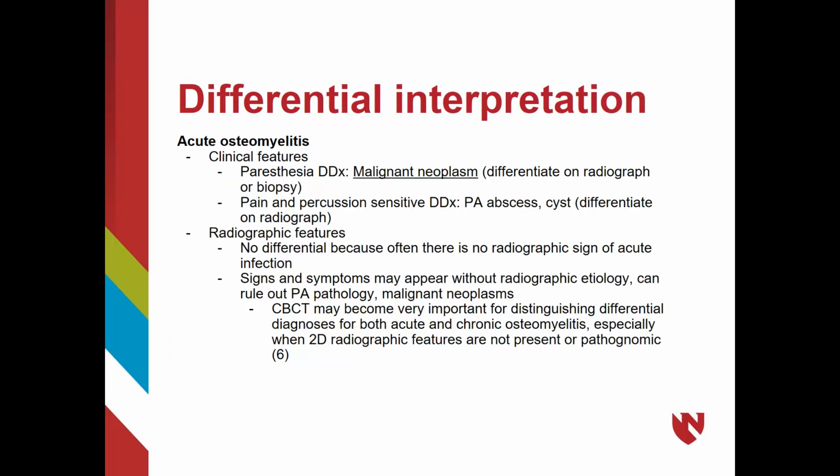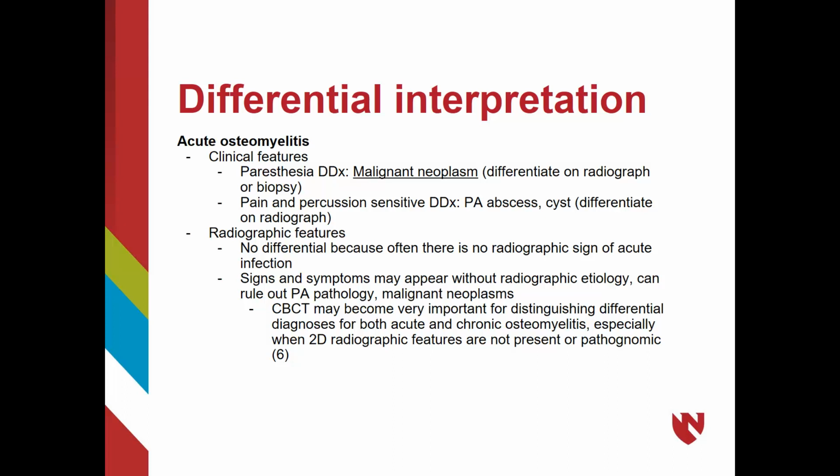The differential interpretation for acute osteomyelitis includes some of its clinical features of paresthesia and pain and percussion sensitivity. Paresthesia must be distinguished from a malignant neoplasm, which you would do using a radiograph or a biopsy. Pain and percussion sensitivity may be confused with a periapical abscess or cyst, so that must be differentiated from acute osteomyelitis on the radiographic appearance.